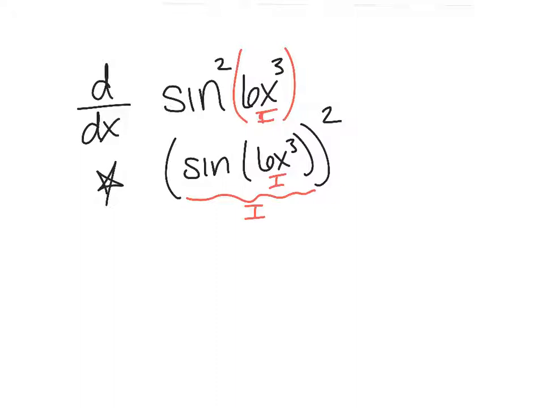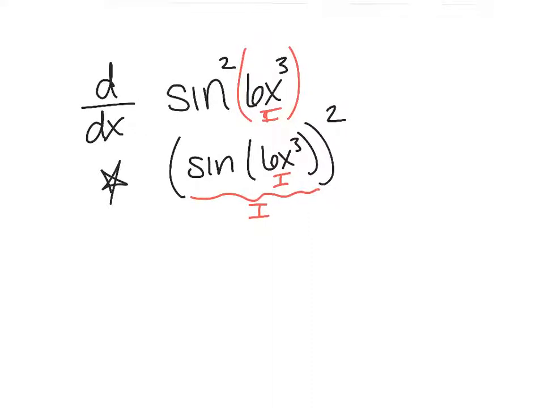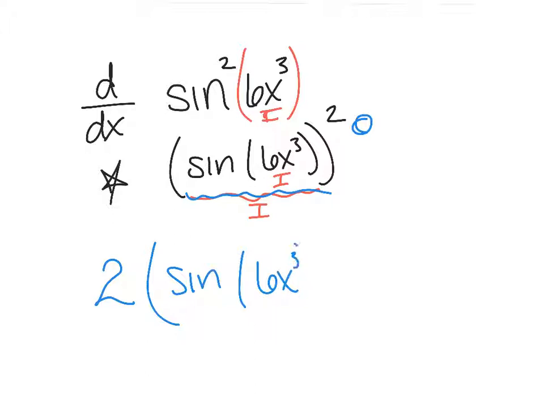So I'm going to start by taking the derivative of the outside. Now the outermost function is this squared term up here. Correct? This is the outside. So I'm going to start with the outermost function. It's a power, so I'm going to treat it like the power rule. I'm going to bring the 2 down. I'm going to leave the whole inside, so that's the sine of 6x cubed. And now this will be raised to the first.